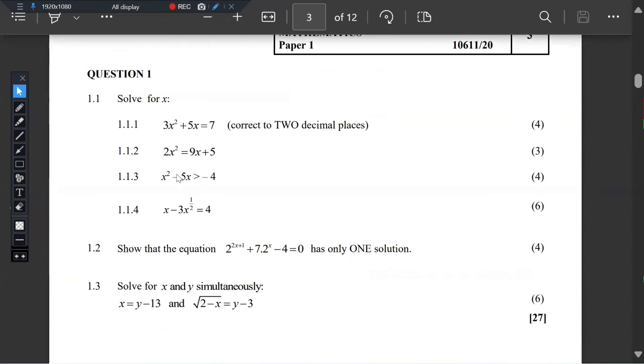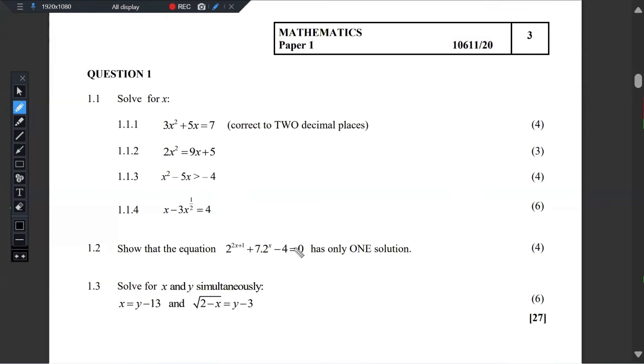Okay, we have question 1. It says 1.1 solve for x. So this is algebra, and we are looking at 27 marks. If you want to score better marks in your question paper, you know that for algebra, you should aim to get everything correct. If not, maybe at least 90% to 95%.